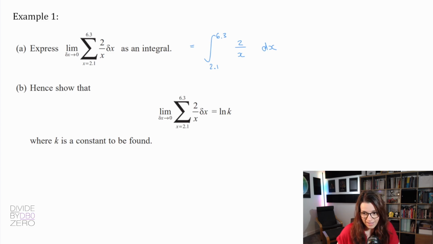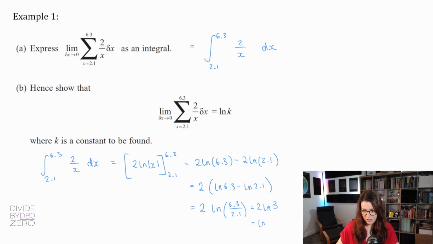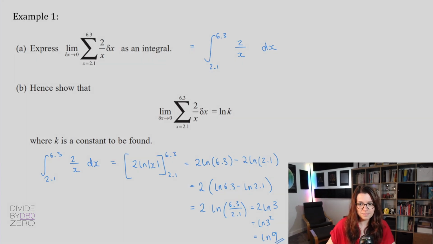That then is just a case of solving the integral. So we're integrating between 2.1 and 6.3 of 2 over x with respect to x. When you do that, you get 2 ln x, and then you're just subbing in your limits. I would then maybe factor out the 2, so you're left with ln 6.3 minus ln 2.1 in the brackets. Apply logarithm laws, which says that that's going to be 6.3 divided by 2.1, which is then 2 ln 3, which is then ln 3 squared, using another logarithm law, which is then finally ln 9, which is the format that they wanted.